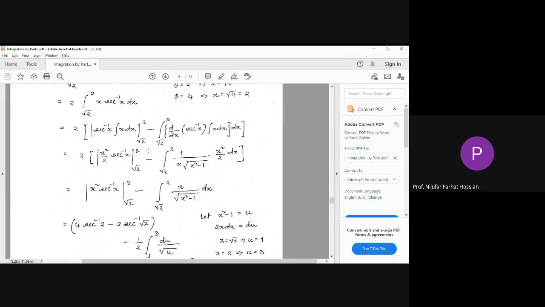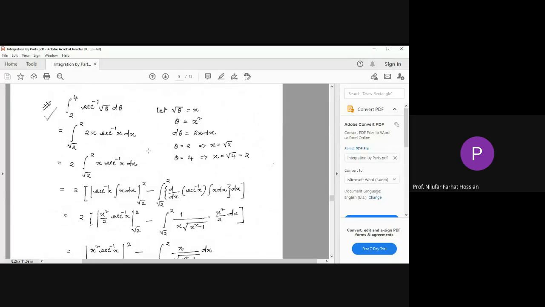Okay, so here let us do this math, because we have time. Integration from 2 up to 4 of sec inverse root over theta d theta. Now look into this. If it is simply sec inverse theta, then it is possible. Just take sec inverse theta as your first function and 1 as your second function. But there is a root over theta. You must remove this root over theta, otherwise it will be a problem for you.